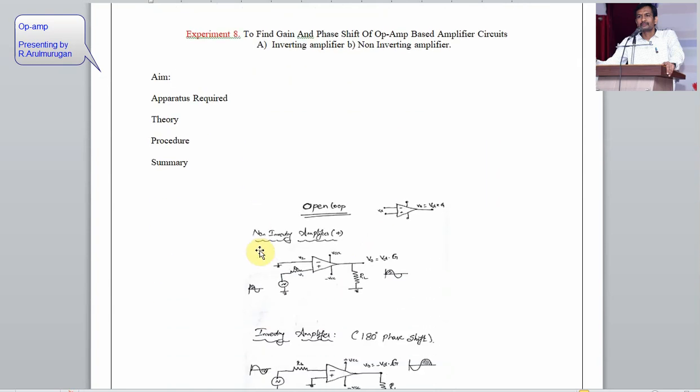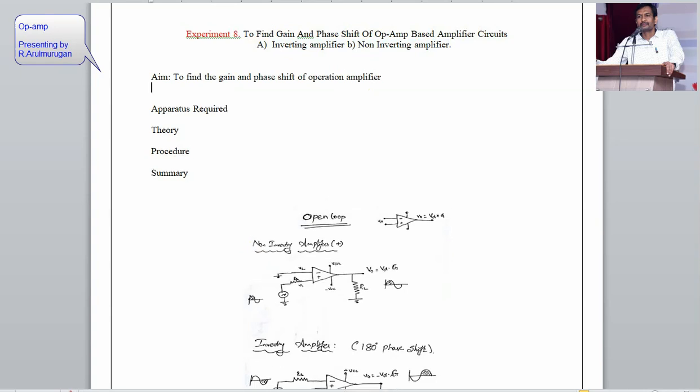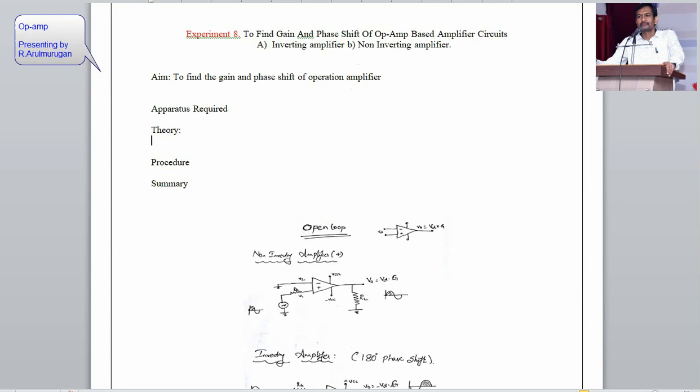Today's experiment is to find the gain and phase shift of an op-amp based amplifier: the inverting amplifier and the non-inverting amplifier. So the aim of the experiment is to find the gain and phase shift of an operational amplifier. For this, I will go directly to the theory. Here you have two aims.